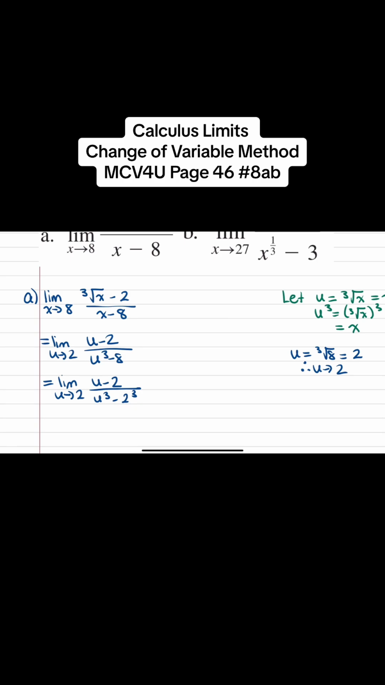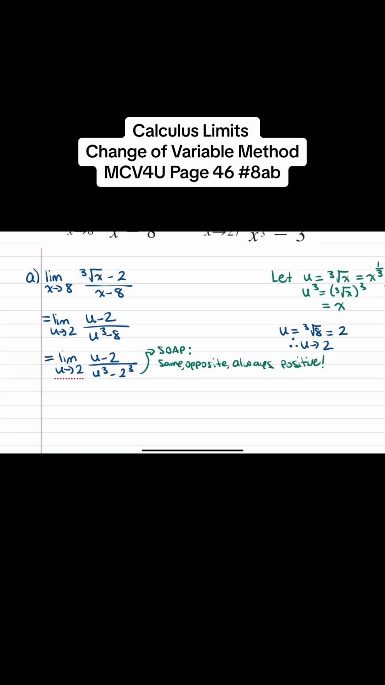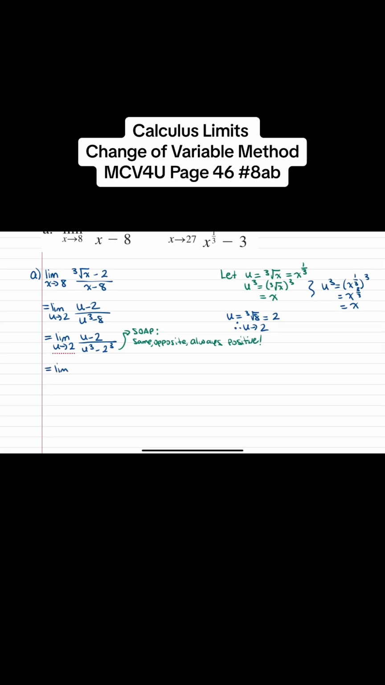I now have a difference of cubes at the bottom, and remembering our SOAP acronym, which stands for same, opposite, and always positive, I can now go ahead and rewrite this as the limit as u approaches 2 of u minus 2 over the first bracket, which will be u minus 2, multiplied by u squared plus 2u plus 4. And as we can see, the same corresponds with the same sign. And in the second bracket, we have the opposite sign and the other sign always being positive.